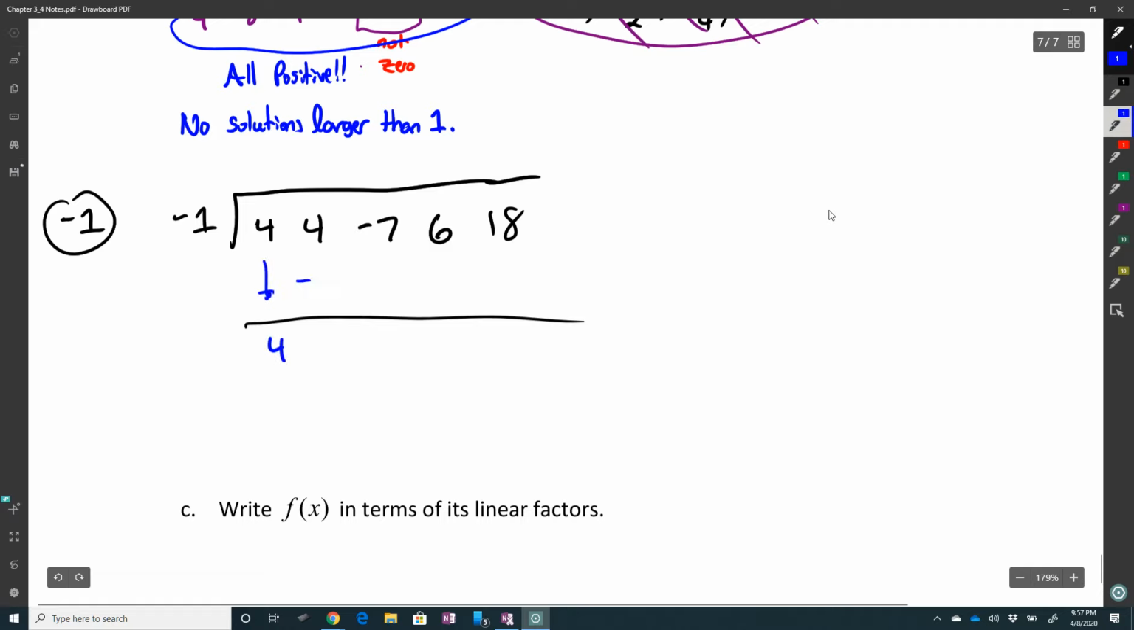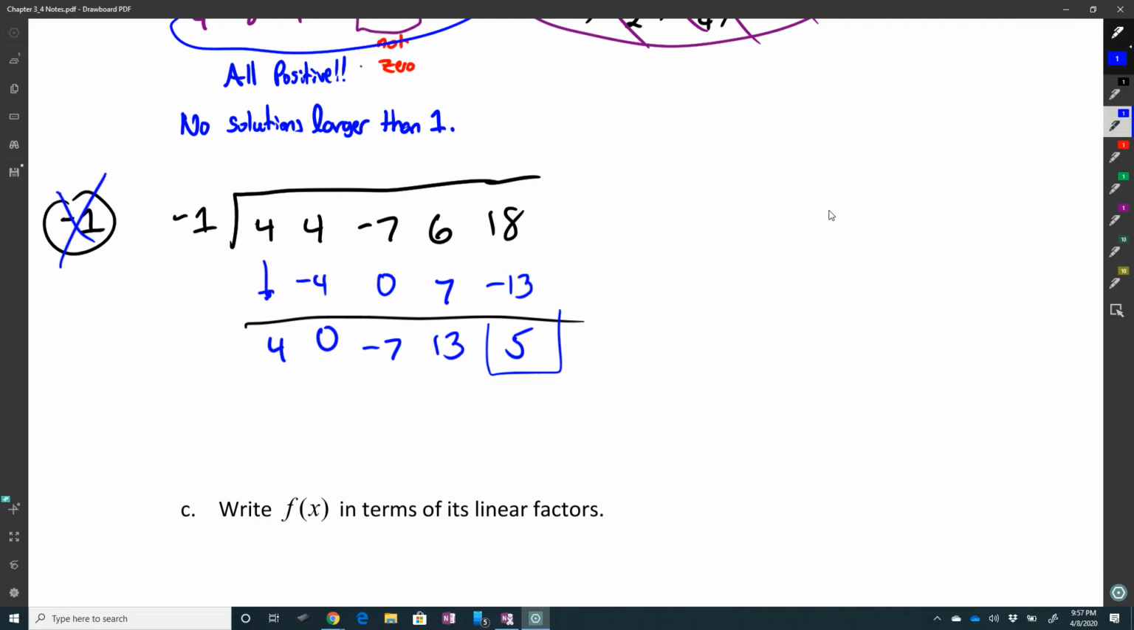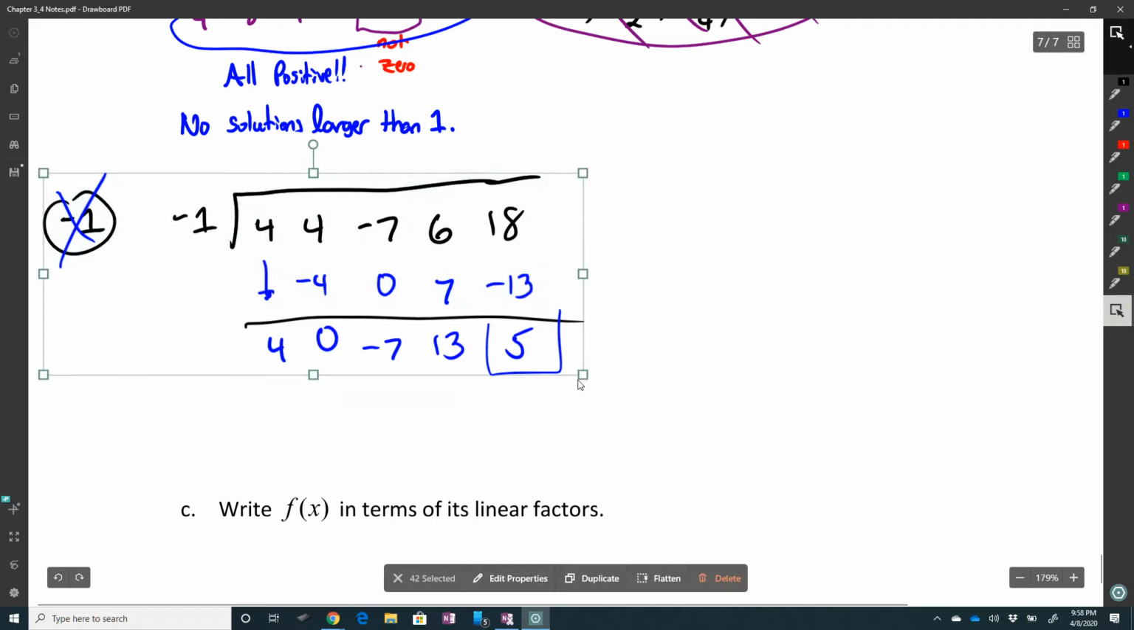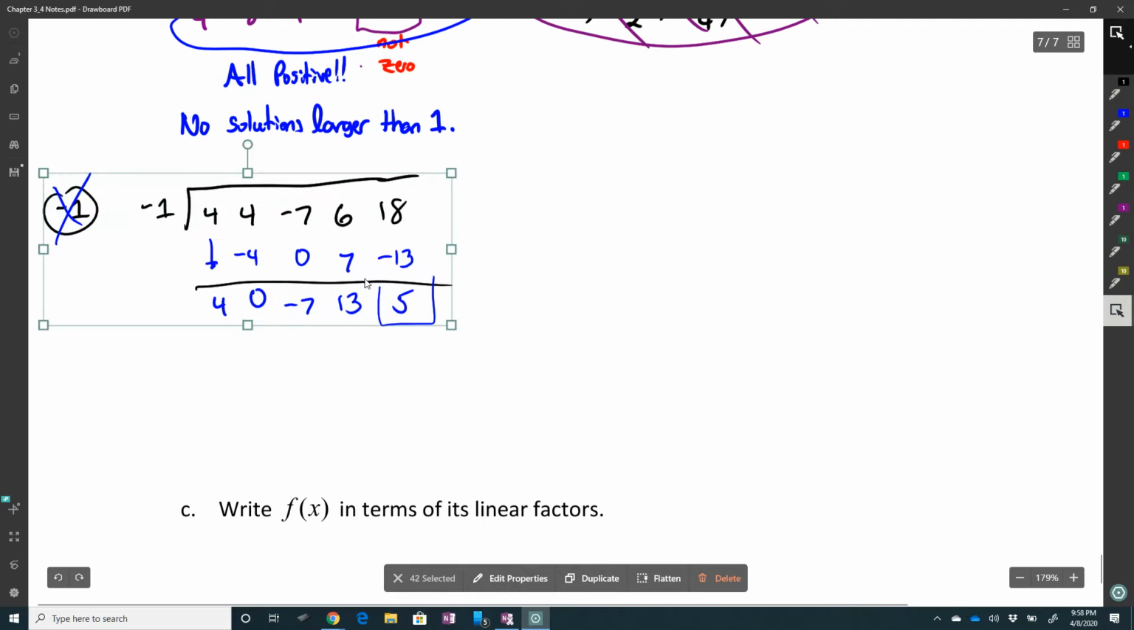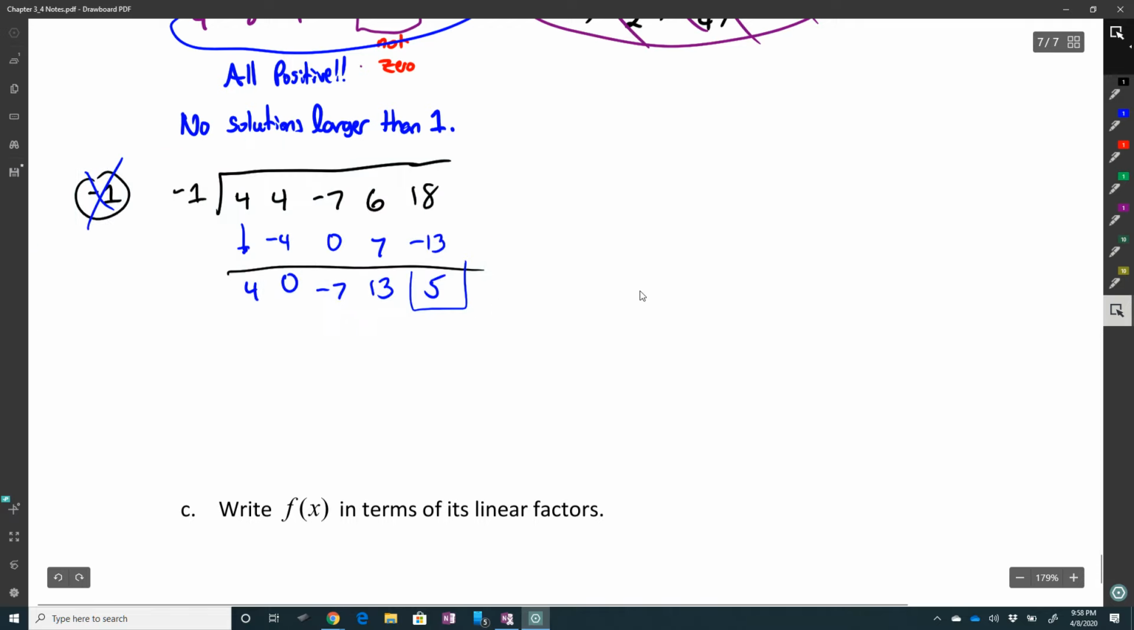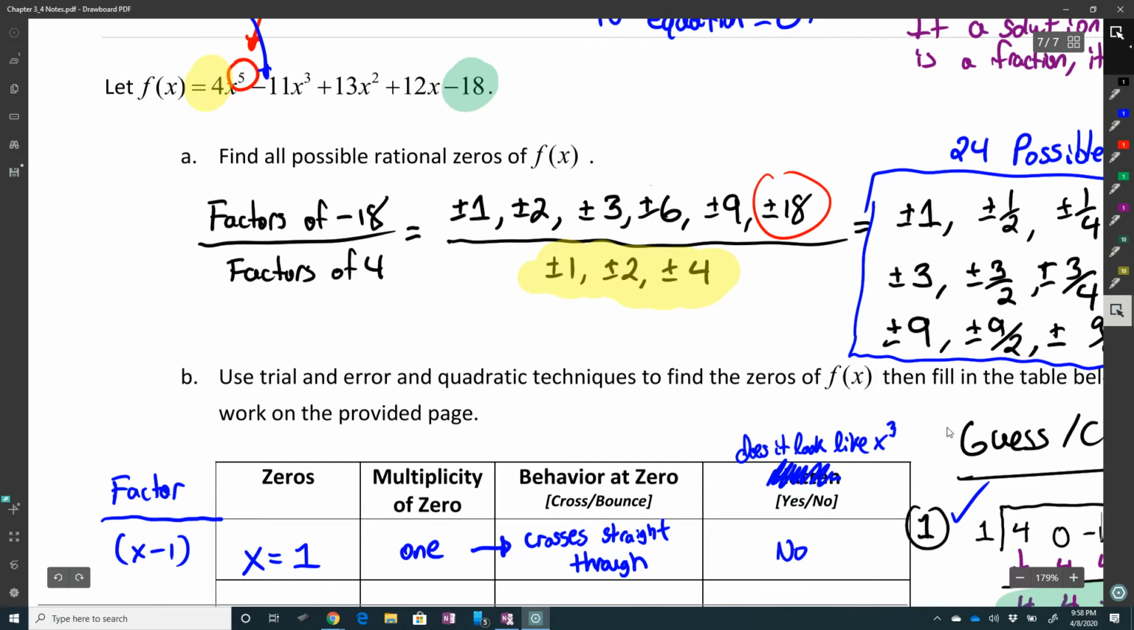So 4 times 1 is negative 4, 0, 0, negative 7, positive 7, 13, negative 13, and 5. Okay, so that doesn't work. And it's not all positive on the bottom, and it doesn't alternate. So that's the only number we can eliminate. Every time I eliminate one, I'm going to make it small so I can have space. Okay, so we're finally done with the ones.